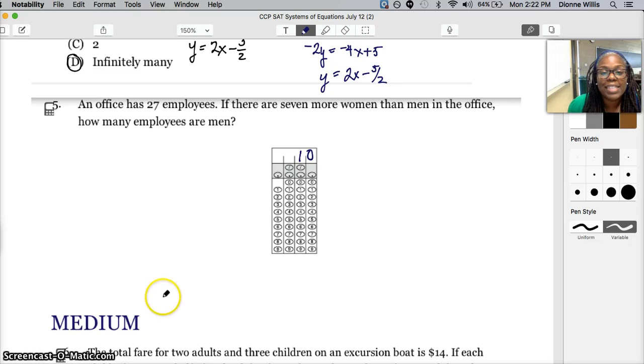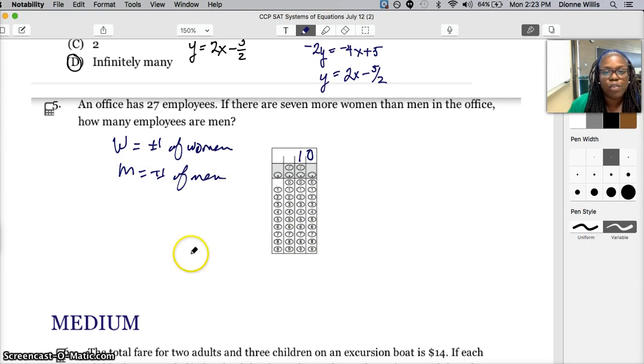An office has 27 employees. If there are 7 more women than men in the office, how many employees are men? So the question is about men. I'm going to use W for the number of women in the office and M for the number of men. And anytime we have a variable, we're always talking about a number, so it's not cool to say W is women and M is men, because that doesn't certify the fact that we're talking about numbers. All right, that's just my little quick aside.